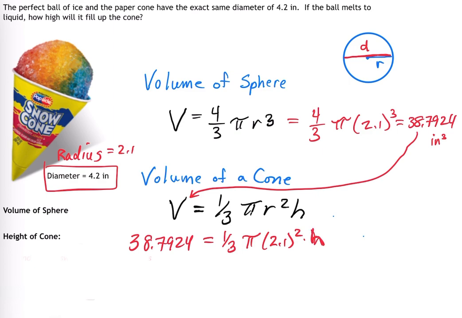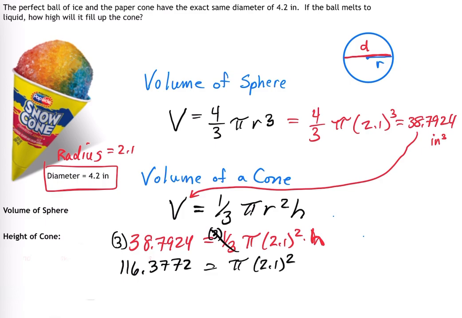So the first thing you're going to want to do is cancel things that are farthest from that h, starting with a 1/3. So if I multiply this side by 3 and this side by 3, the left side now would turn into 116.3772 equals, these would cross out, pi times 2.1 squared.